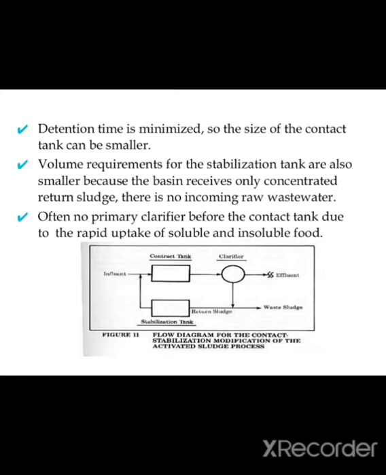Because the size of the contact tank is smaller, retention time is minimized. The volume requirements are also smaller because the basin receives only concentrated return sludge. There is no incoming raw wastewater. Often, there is no primary clarifier before the contact tank due to the rapid uptake of soluble and insoluble food.